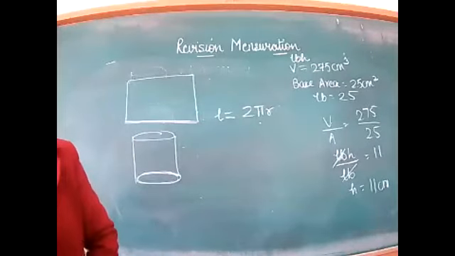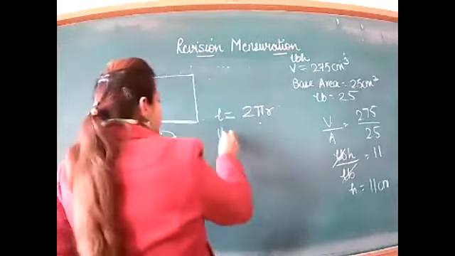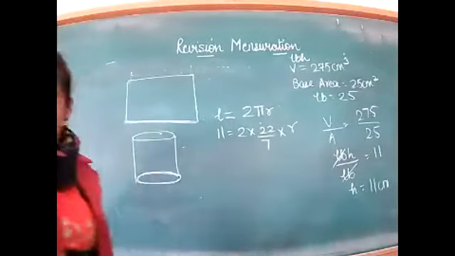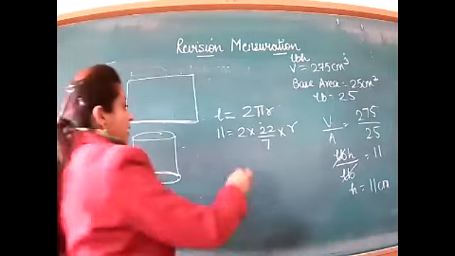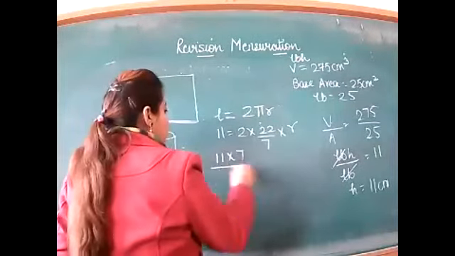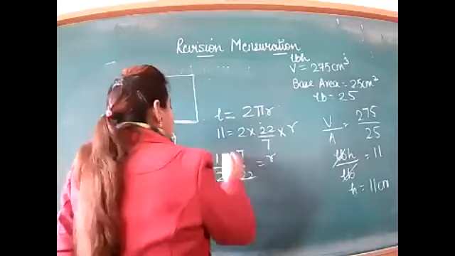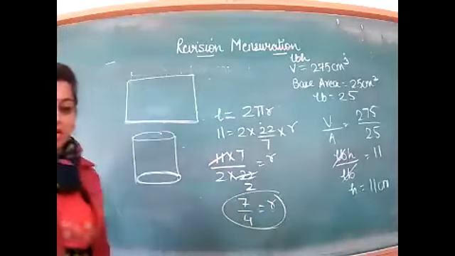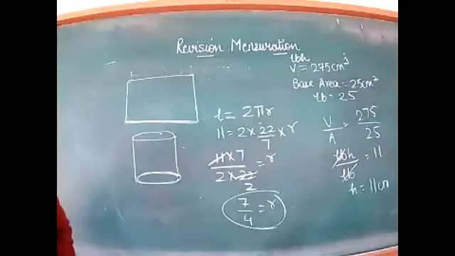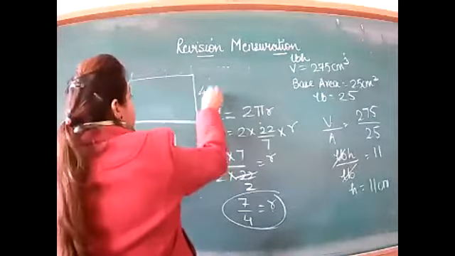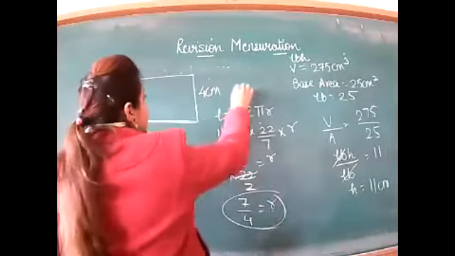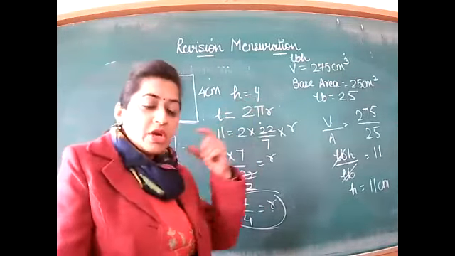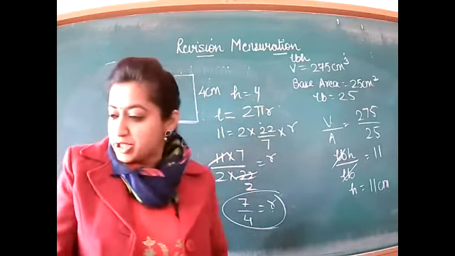So you are having length given as 11. This is 2 into 22/7 into r. From here you will get radius as 7/4. 11 into 7 over 2 into 22 is equal to radius. So you are getting radius as 7/4. And height will be, whatever the breadth was, 4, that will be the height. So here the height comes to 4. Radius we have got as 7/4. Height is 4.